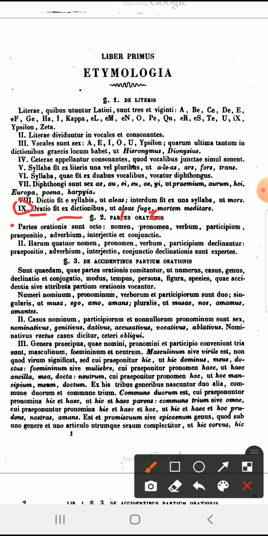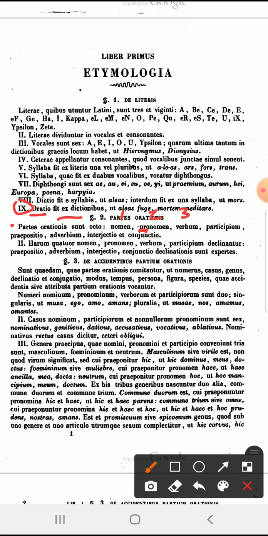The second part of speech is pronomen. In English, that's pronoun. A pronoun is a word that is used in place of a noun. The word pro means in place of. So pronomen means in place of a noun. A pronoun is the second part of speech.